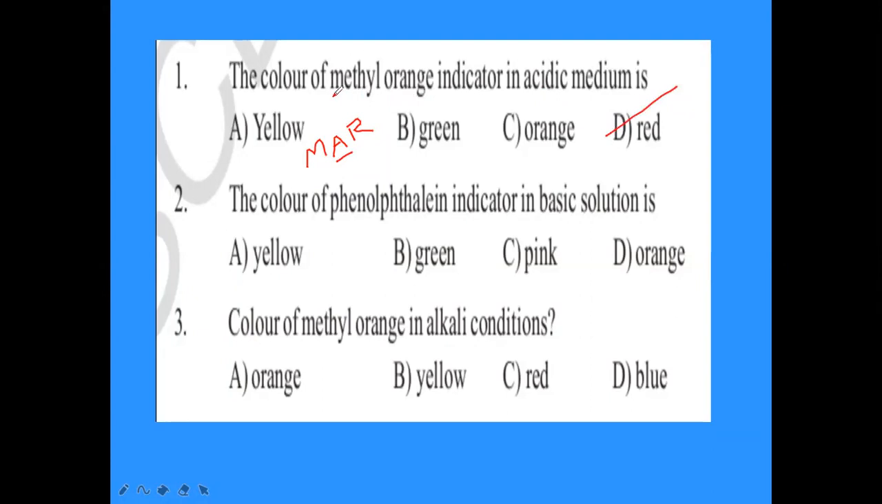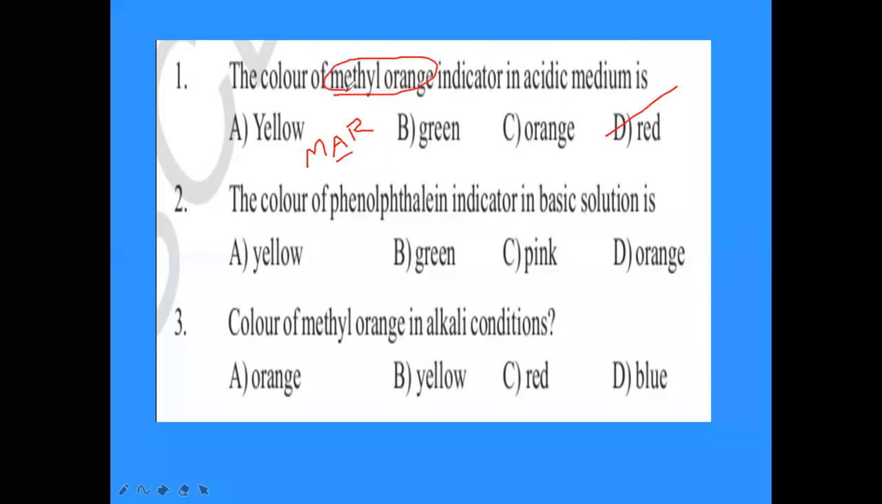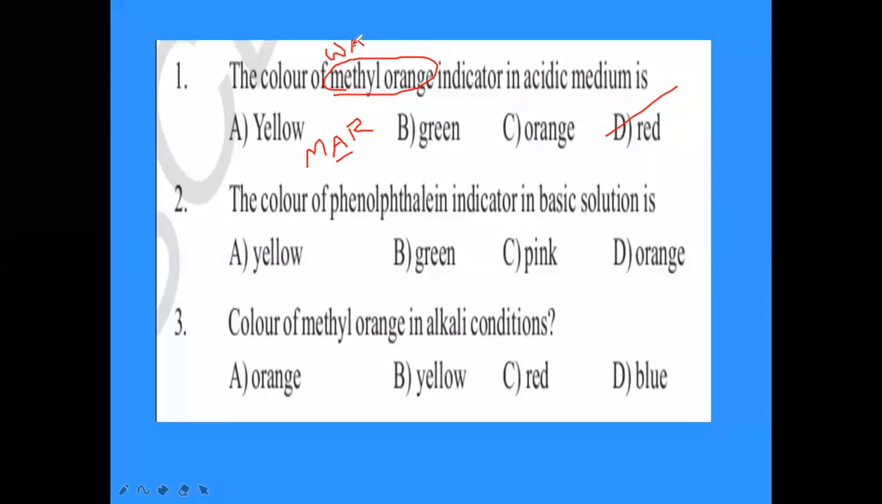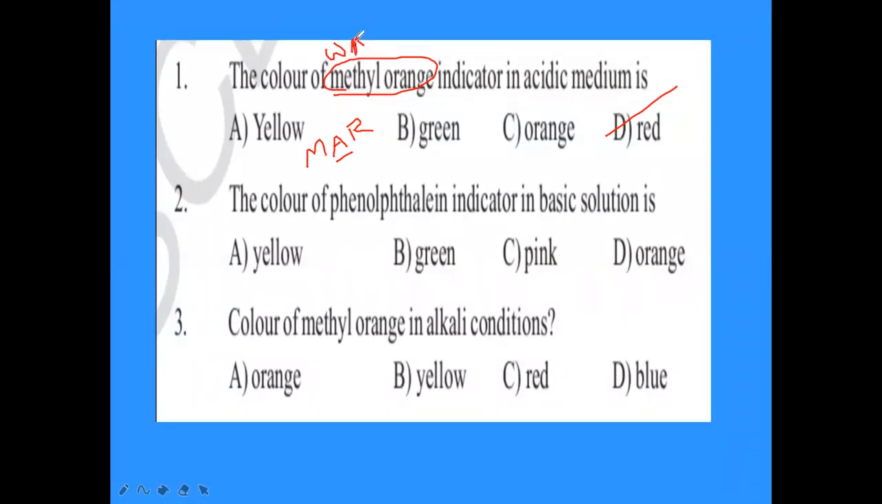Now tell me, methyl orange indicator itself is an acid or a base? Tell me. Remember, it is itself a weak acid, sorry, weak base. WB stands for weak base. So methyl orange is itself a weak base. We indicate it like this here.